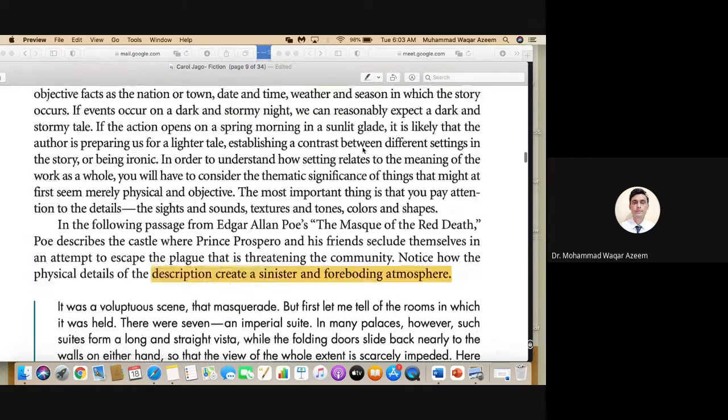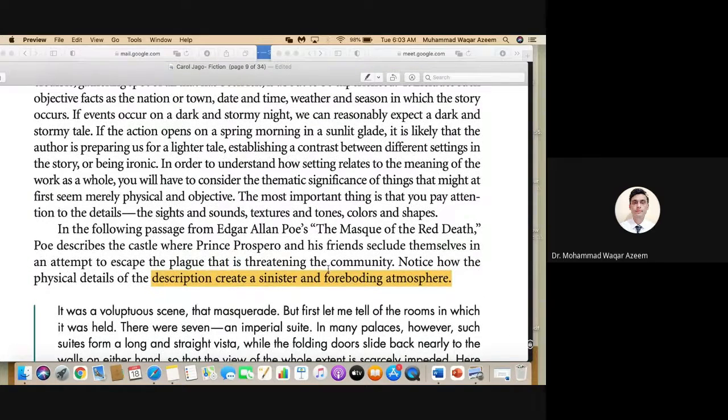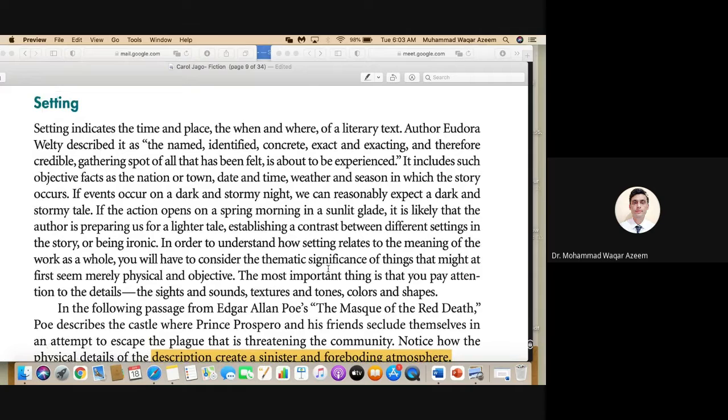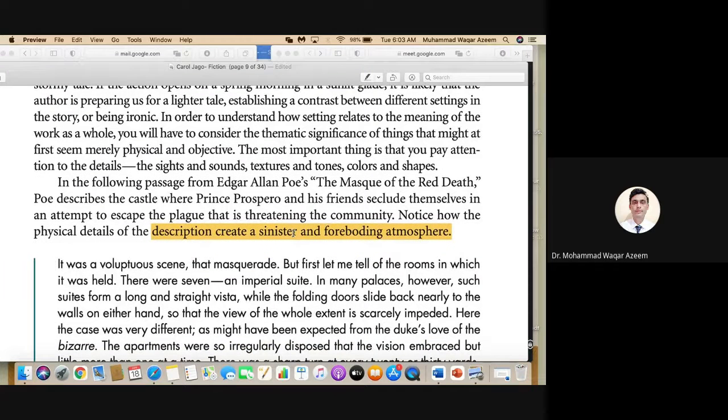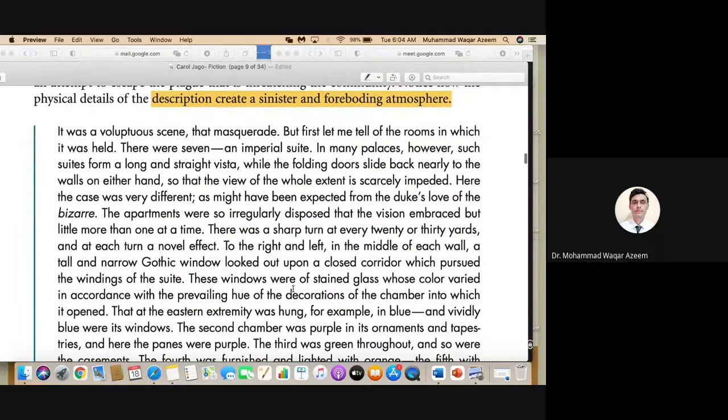Okay, so as I was making the point in the beginning, the setting has a kind of functional role, right? It is not there just for cosmetic purpose. It's not that the writer wants to make his or her story beautiful. Rather, it is to convey a certain effect on the mind of the reader.